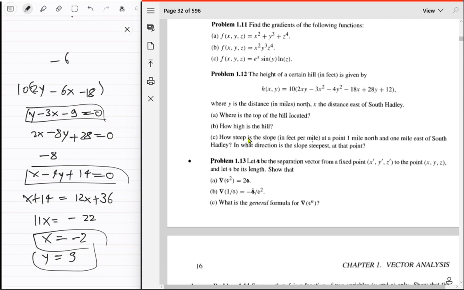How steep is the slope? Okay, at a point 1 mile north, and 1 mile east. Okay, 1 mile east, that's just x equal to 1, and 1 mile north means y equal to 1. Sorry, it's just that they have a weird way of saying this. Anyway, so 1 comma 1, that's the point that we're talking about.